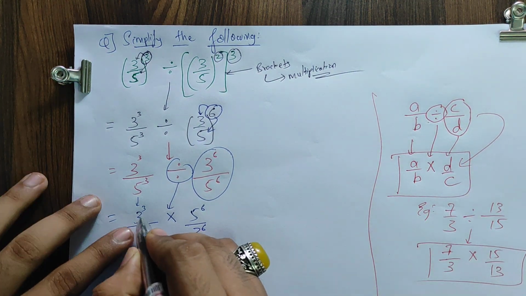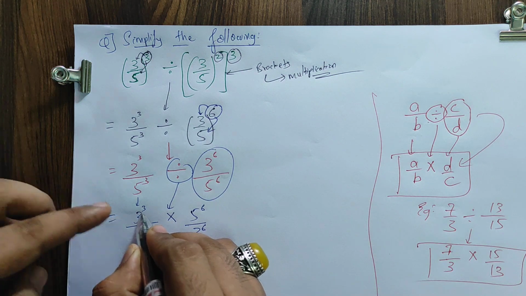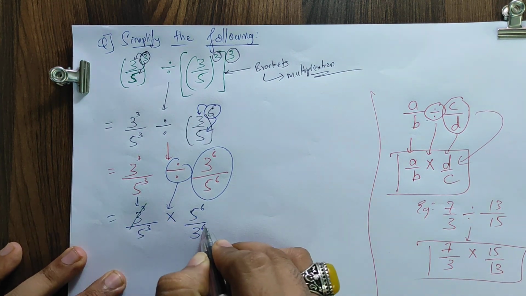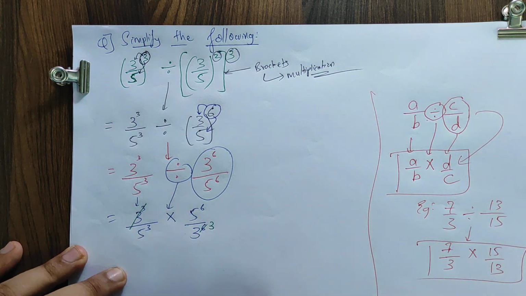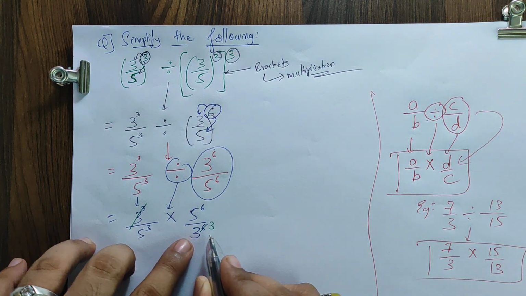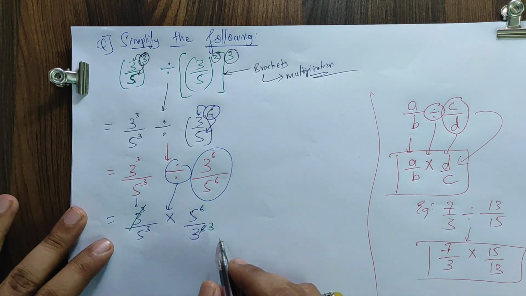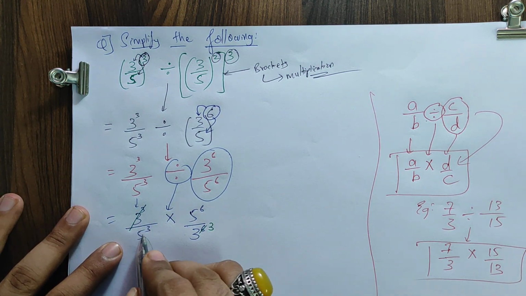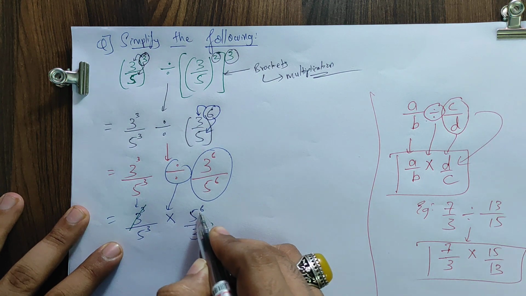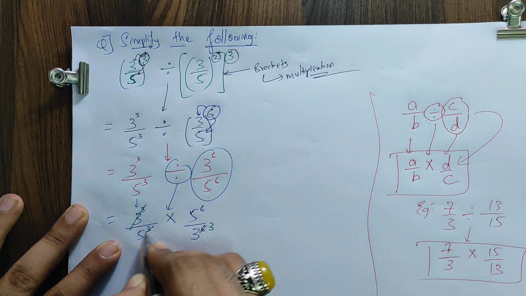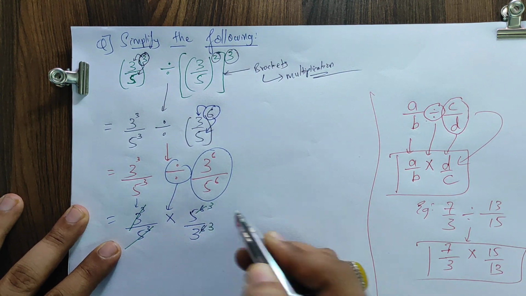Okay, now it's pretty simple. How many times do I have 3 here? I have 3 times 3, because it's 3 into 3 into 3. And here I have 6 times 3. So this 3 times 3 gets cancelled, and 3 times 3 is remaining. Here I have 3 times 5, and here I have 6 times 5. So this 3 times 5 gets cancelled, and from here only 3 times 5 is remaining.